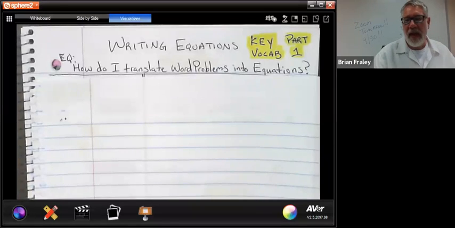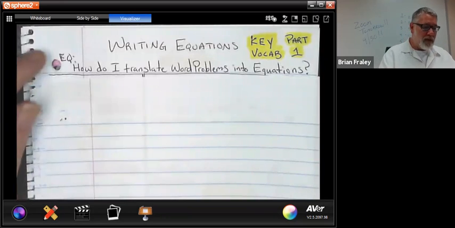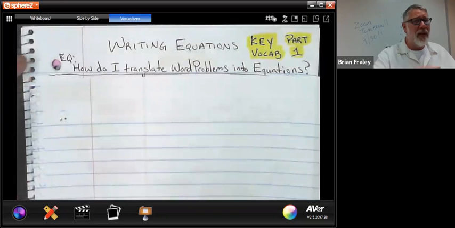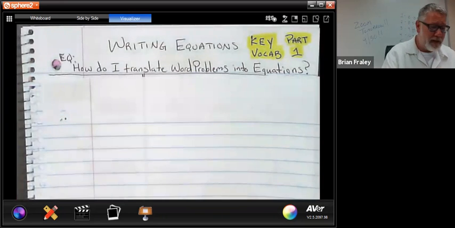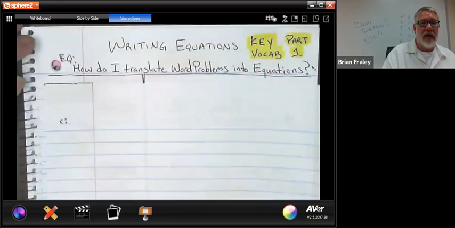Hey guys, so today we are going to do part one of our notes on writing equations. Part one deals with the key vocabulary you need to know for equations. This EQ really is going to be answered as we get through part two, but just go ahead and get this written down. The EQ says, how do I translate word problems into equations? Okay, so make sure you've got that.